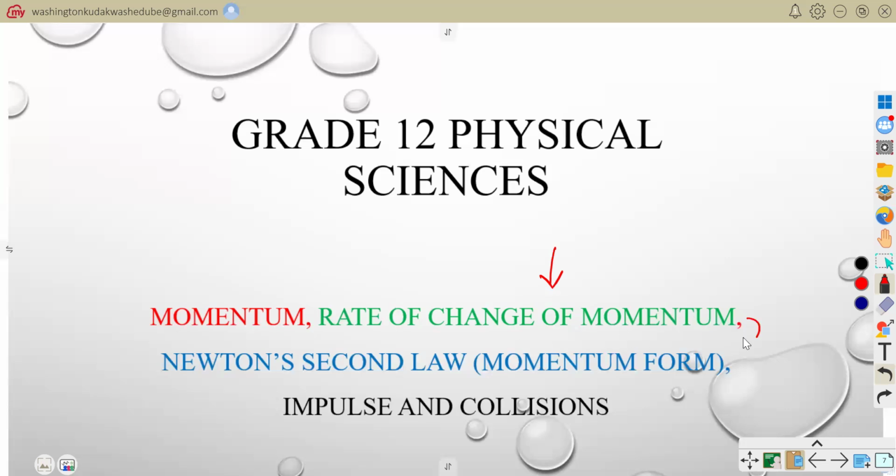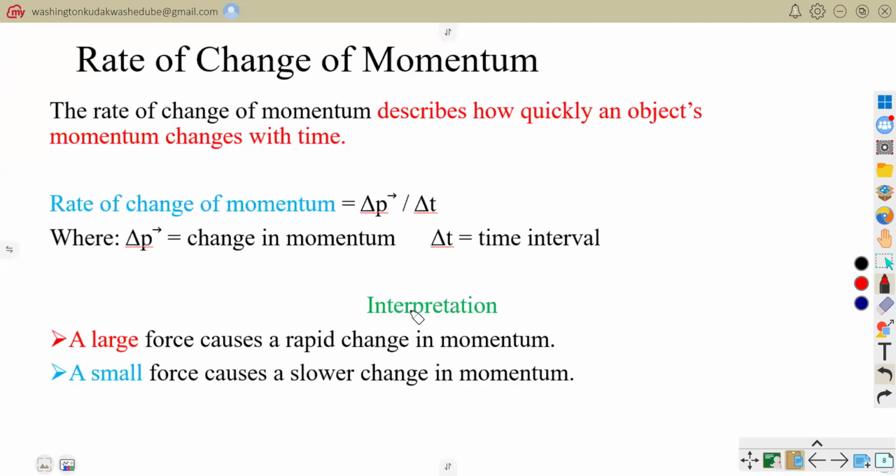And then we will further look into Newton's second law in terms of momentum, and we will simply look into impulse. The next coming videos will be on collisions, where we will be looking into types of collisions in terms of elastic and non-elastic collisions, and how we get to solve or work out problems in regards to these types of collisions. So without wasting time, let's get started.